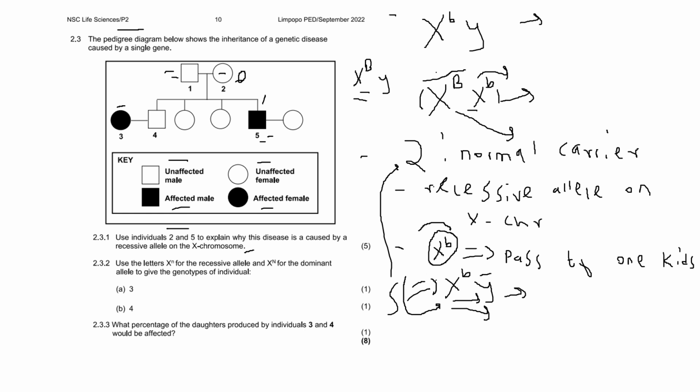Those are the conditions showing on the boy. So number 5 will be X small b and also Y for the condition, because boys will never be carriers. So that will be the answer for 2.3.1.